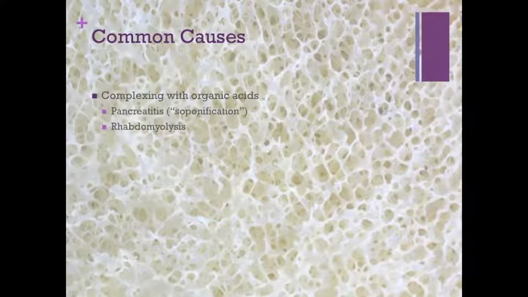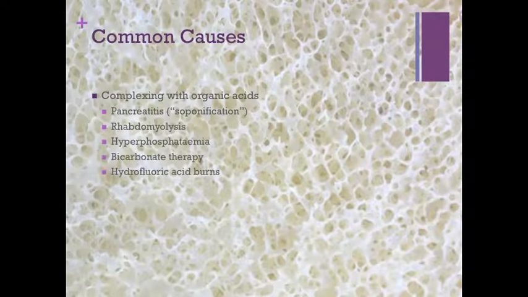Rhabdomyolysis and pancreatitis may release compounds that complex calcium in a similar fashion to citrate. This can lead to profound hypocalcaemia and may be refractory to treatment. Hypophosphatemia may also lead to a low ionised calcium level. In rare cases, burns associated with hydrofluoric acid may cause profound hypocalcaemia. Hyperphosphatemia may also lead to a low ionised calcium level.